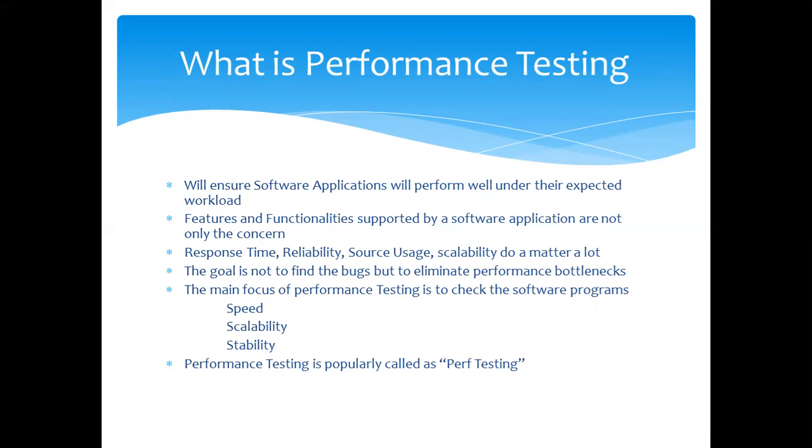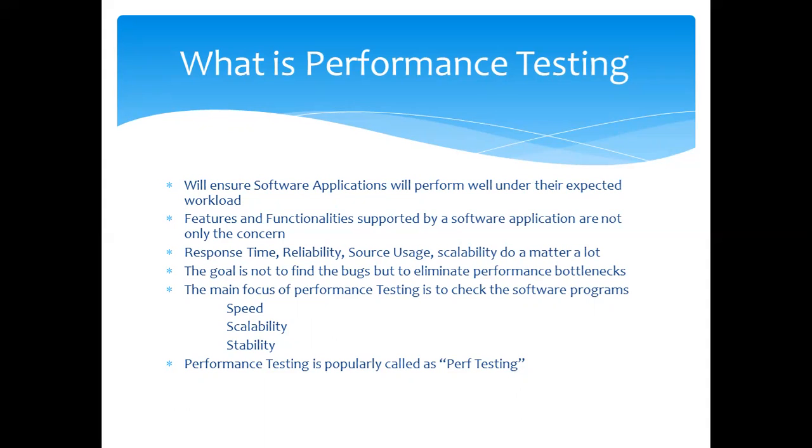Here in performance testing, generally our goal is not to find the bugs. In functional testing, our main goal is to find the bugs. But in performance testing, our main goal is not to find the bugs, but to eliminate performance bottlenecks. So how the system is getting stuck, what are the problems we are facing, any coding errors, those are bottlenecks we need to eliminate. So the main focus of performance testing would be speed, scalability, and stability.